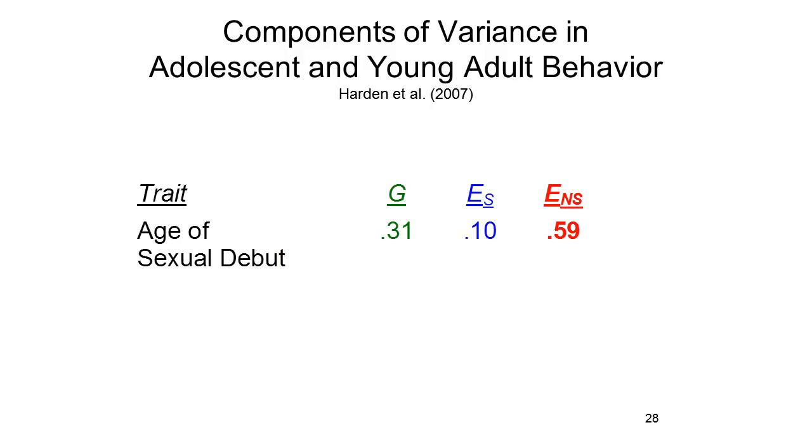Here are some findings from a behavior genetic study of adolescent and young adult behavior, particularly sexual behavior. The investigators measured what they call age of sexual debut, that is, age of first sexual intercourse. These investigators estimated that about 31% of variance in age of sexual debut was attributable to the genes. Only about 10% of the variance is attributable to the shared environment. The overwhelming proportion of variance, almost 60%, was attributable to the non-shared environment. And I'll leave it to you to speculate about precisely what those non-shared environmental factors might be.